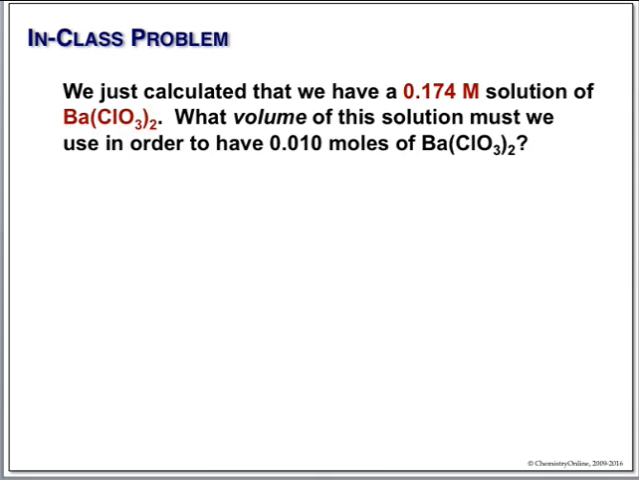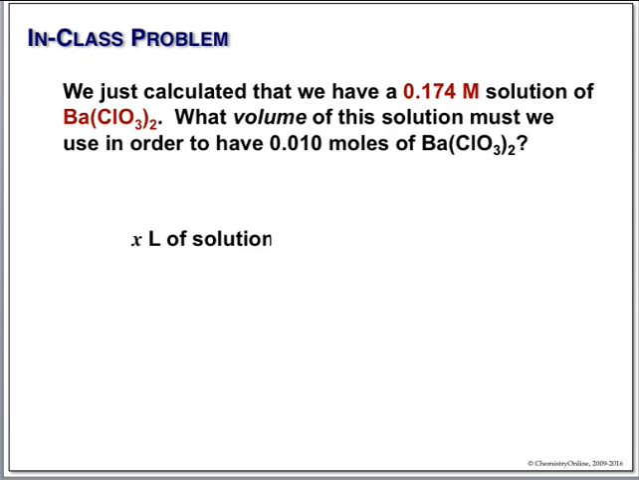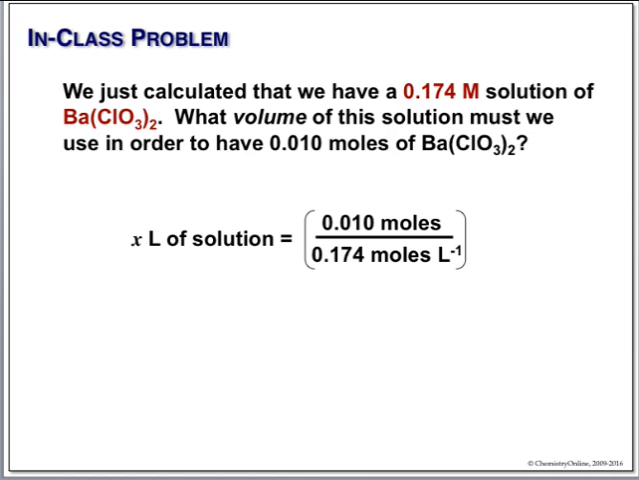Simply remember your basic equation. Molarity is going to be moles divided by liters. We know how many moles, we know our molarity, we simply need to solve for liters. We're going to divide moles by moles per liter. Here's our number of moles that we want, here's our concentration in moles per liter. Moles cancel, liters comes up top. Do our simple calculation. We get 0.057 liters or 57 milliliters. Any questions?